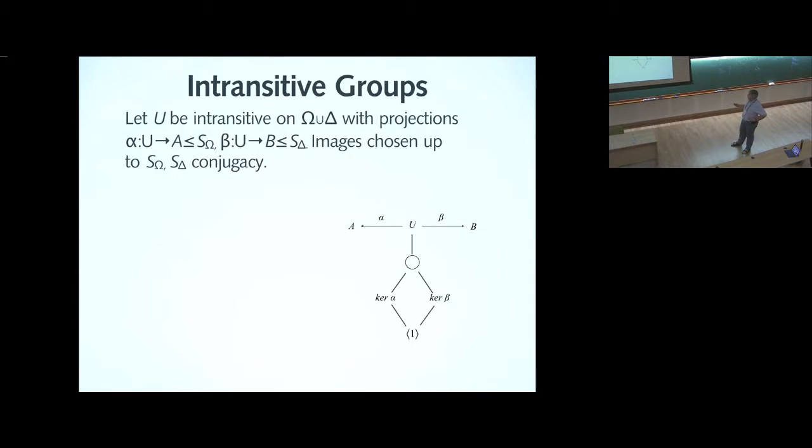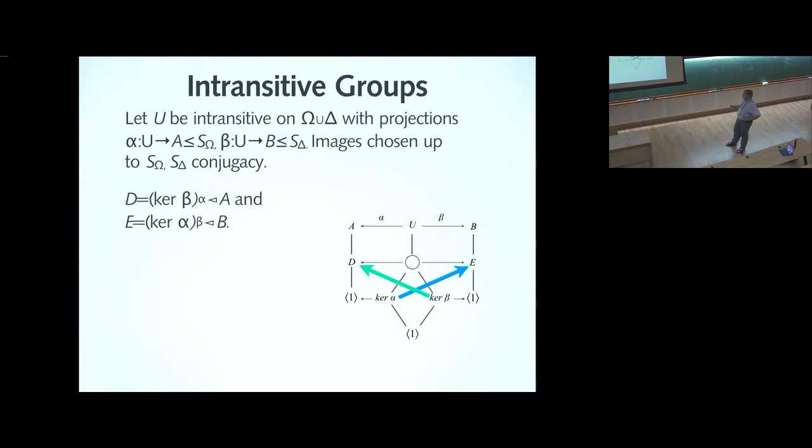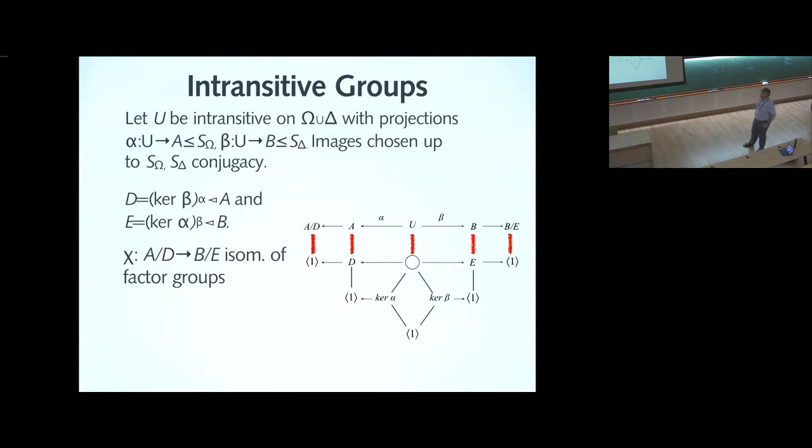If a group is intransitive on two orbits, we can look at the projections onto both orbits, look at the images up to conjugacy. Then if we map one kernel, each kernel of the projections, to the other image, we get normal subgroups D and E in the images, and the factor groups are isomorphic. That's what a subdirect product is.